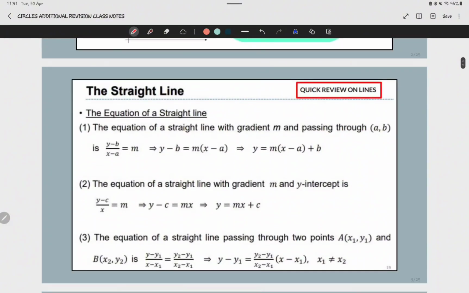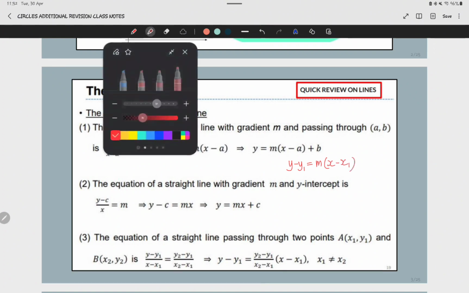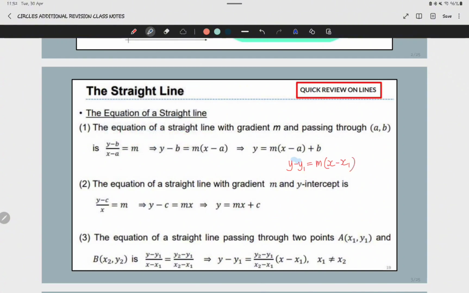Then just remember that in your Form 4 maths, we learned about the formula regarding straight lines. Basically, y minus y1 equals the gradient times x minus x1. Please remember this, a lot of students make mistakes about this. Y and x are variables, the thing that we are going to find. The y1 and x1 are the coordinates that you choose for your straight line.